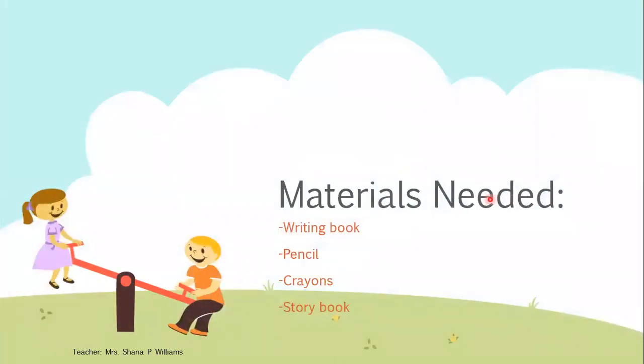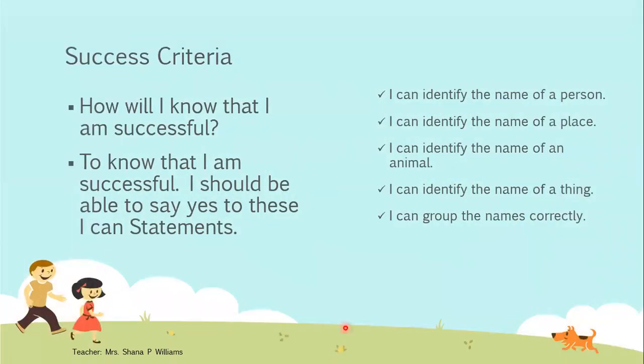All right, materials needed. You need your writing book, a pencil, crayons, and a storybook or your learning kit, if you're in Jamaica, that is. All right, success criteria. How will I know that I am successful? To know that I am successful, I should be able to say yes to these I can statements.